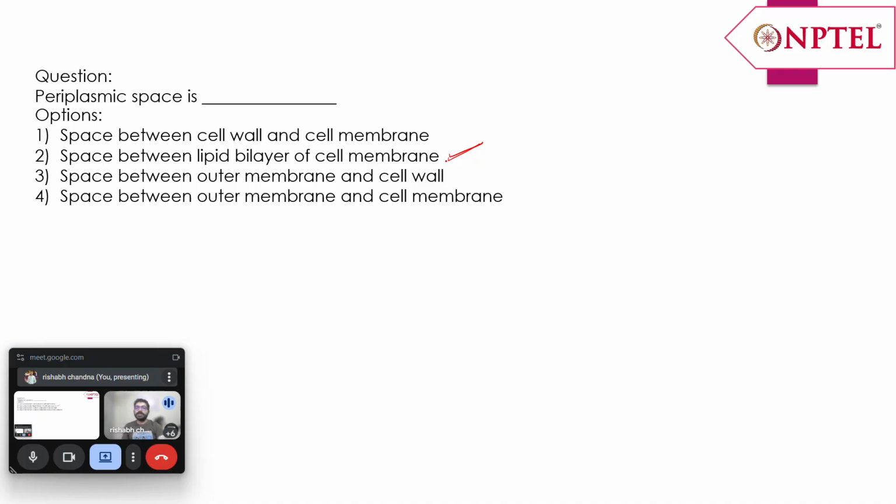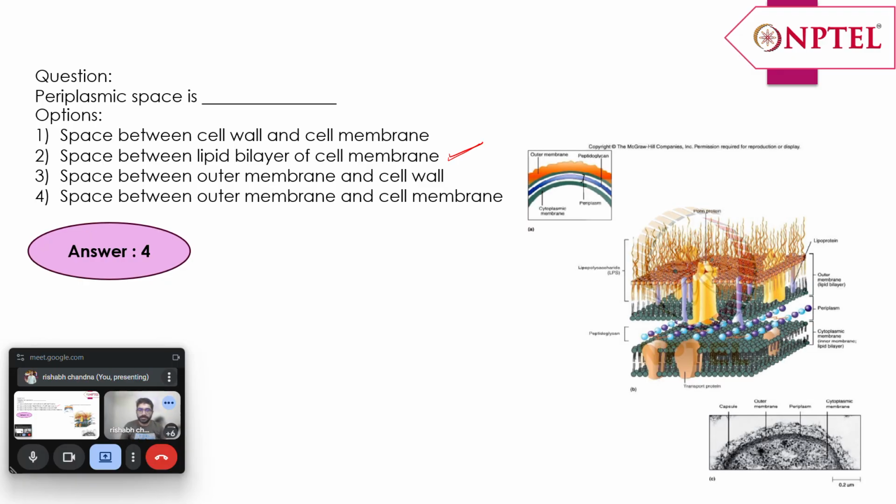Okay, so the correct answer is option 4, that is the space between the outer membrane and the cell membrane. So this is in terms of gram-negative bacteria basically. As I told you, in gram-negative bacteria we have an outer membrane, a thin cell wall, and the cell membrane. The space between the outer membrane and the cell membrane is called the periplasmic space.